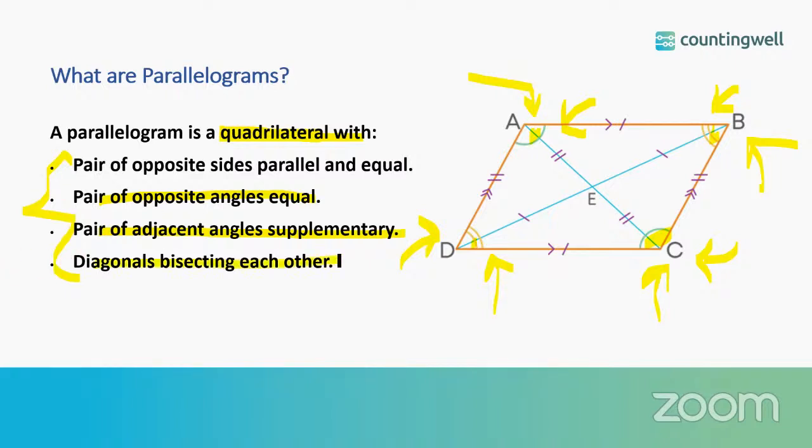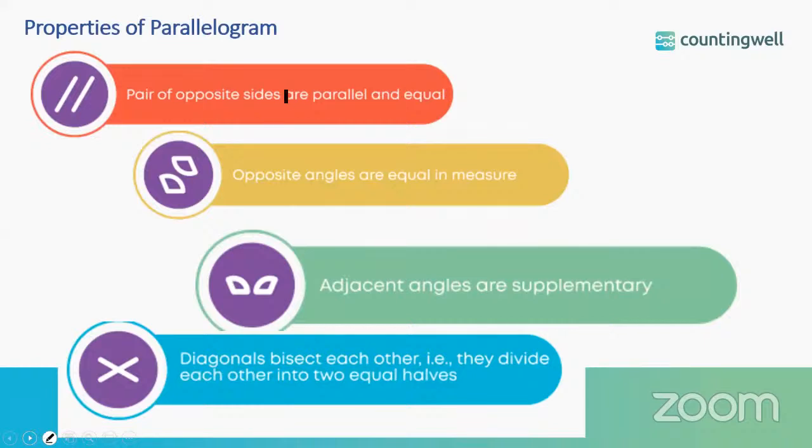Then we have diagonals must bisect each other. So here you can see the diagonals AC and BD bisect each other at the point E. So we have AE equal to EC, and DE equal to EB. So this is how we can summarize the properties of a parallelogram: pair of opposite sides parallel and equal, opposite angles equal in measure, adjacent angles supplementary, and diagonals bisecting each other, meaning dividing each other into 2 equal halves.